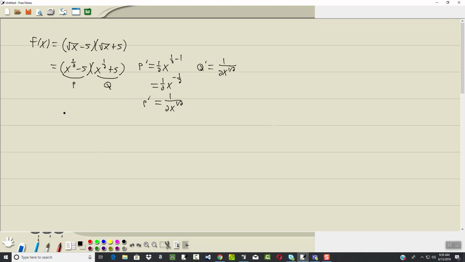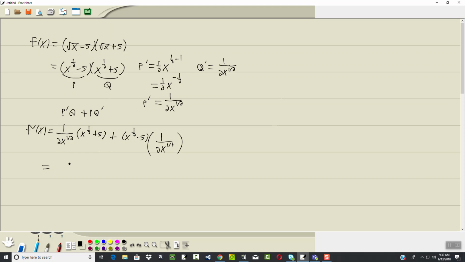Okay, now our formula says we want p prime q plus p q prime. So for our derivative, p prime was 1 over 2x to the 1/2 times q, which is x to the 1/2 plus 5, plus p, which is x to the 1/2 minus 5, times q prime, which is 1 over 2x to the 1/2.